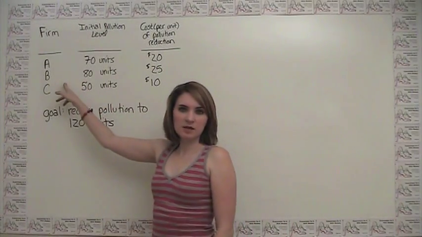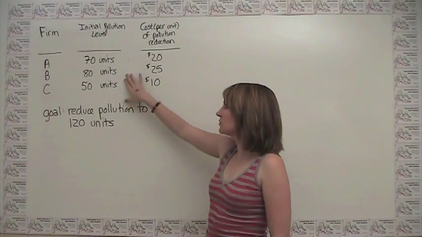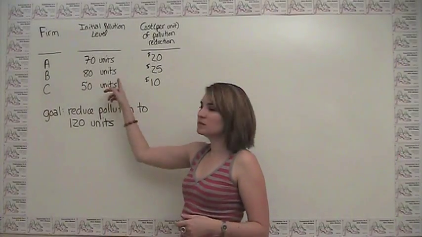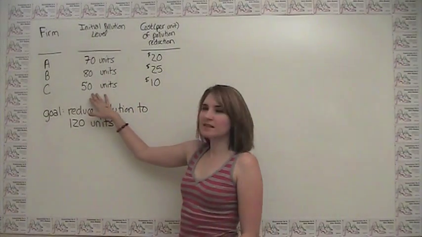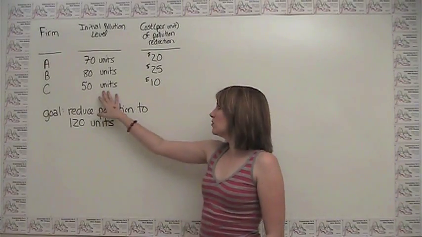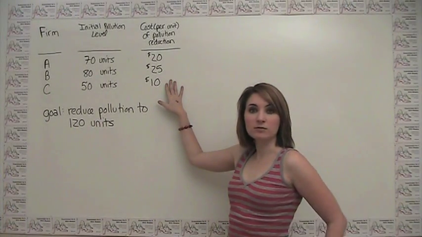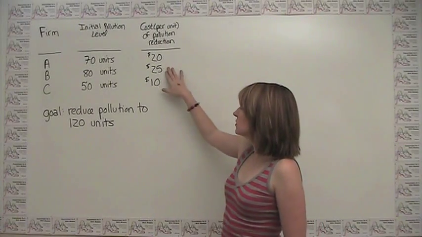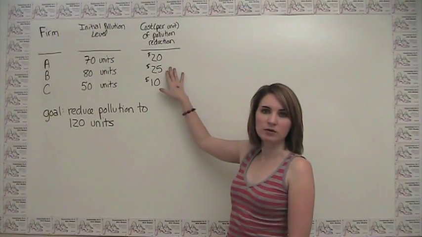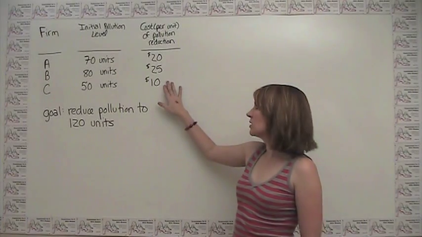Let's consider the following setup. Say we have these three companies. These three companies have initial levels of pollution as follows. We say firm A is currently polluting 70 units, firm B is polluting 80 units, and firm C, well, he's cleaner than the rest of them. He's only polluting 50 units. Let's also assume that each one of these different companies has a different cost of reducing this pollution. So it's most expensive for firm B to stop polluting. It costs $25 per unit there. And it's cheapest for firm C to stop polluting, where it only costs $10 per unit.